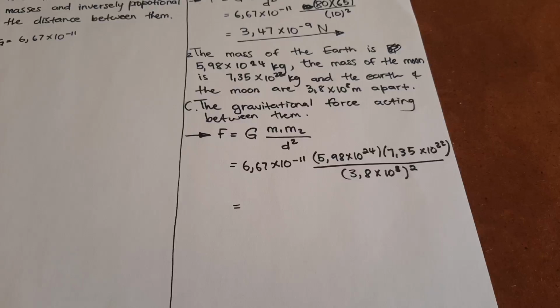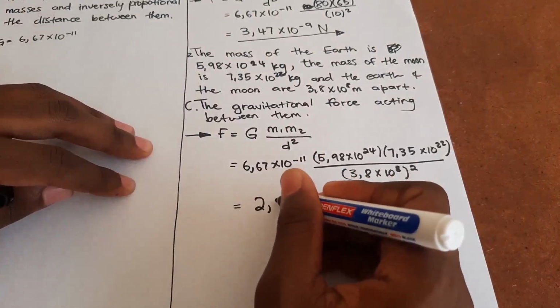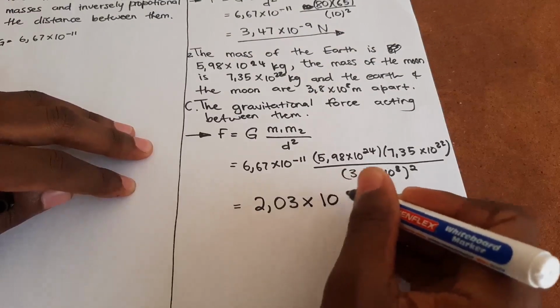Sorry, that's the power of 9, right? No, that's the power of 8. Yes. So divide by 3,8 multiplied by 10 to the power of 8, close bracket, squared. So that gives us 2,03 multiplied by 10 to the power of 20.